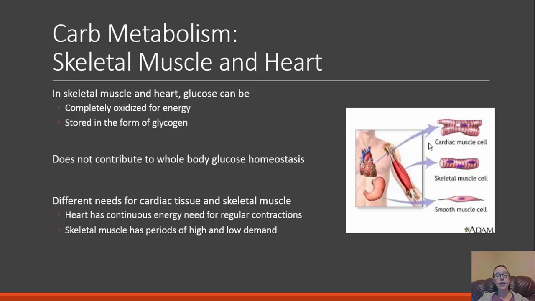There are different needs depending on the type of muscle. So for instance, the heart has a continuous energy need for regular contractions, while the skeletal muscle has more variation in its needs depending on how much exertion. You can see over here that there's different types of muscle, and when we talk about smooth muscle, that's the muscle in the GI tract, the uterus, and the blood vessels.